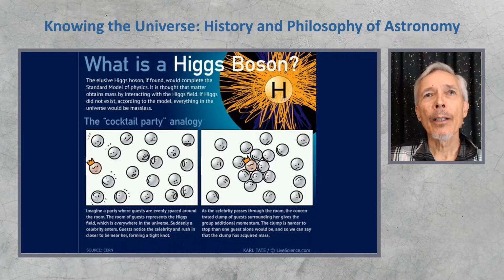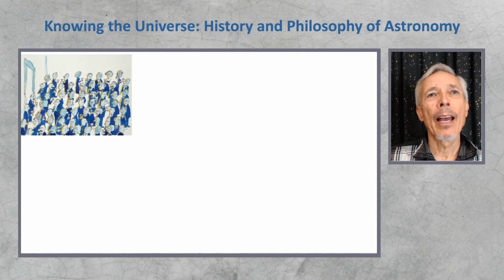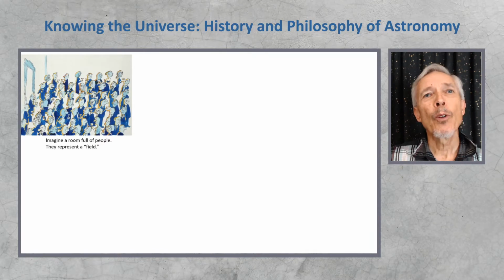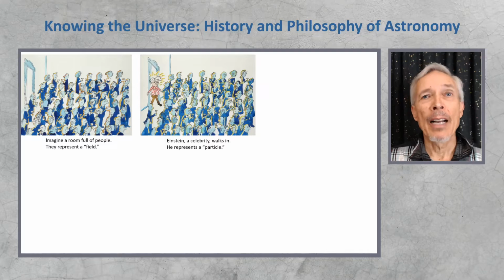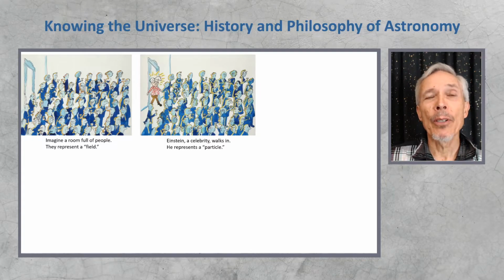Just to make this a little clearer, let's follow this analogy again of the dinner party or the cocktail party. Imagine a room full of people. They represent the field. The field permeates space. It's invisible. We don't have to see it. We watch it by its interactions. Imagine a celebrity, Einstein say, walks in and he represents a particle.